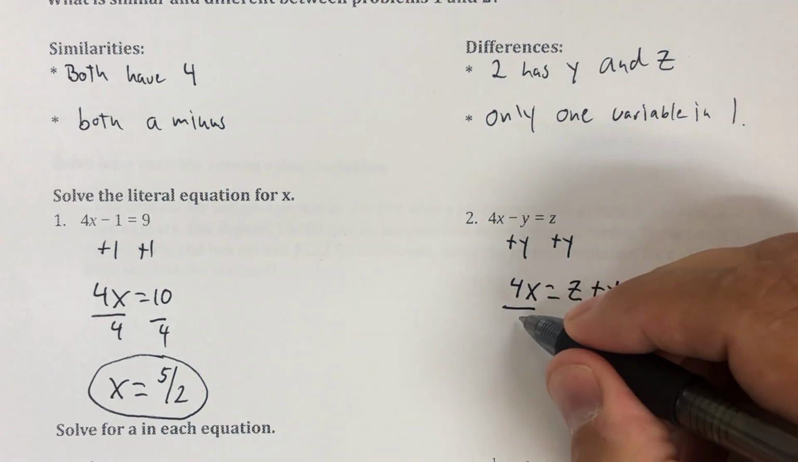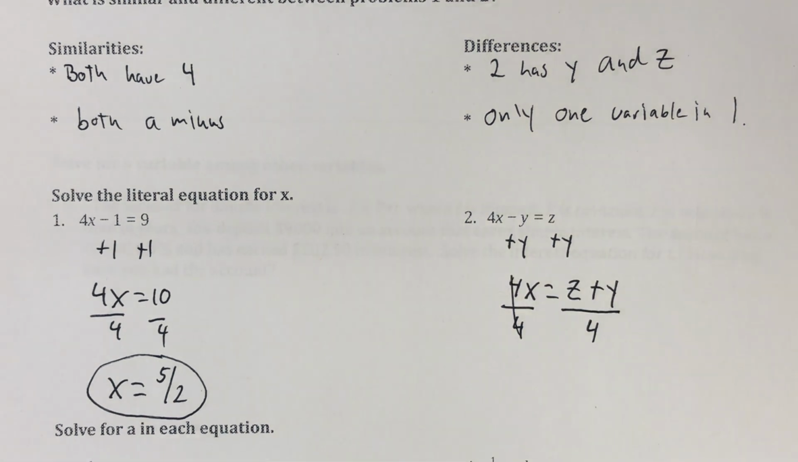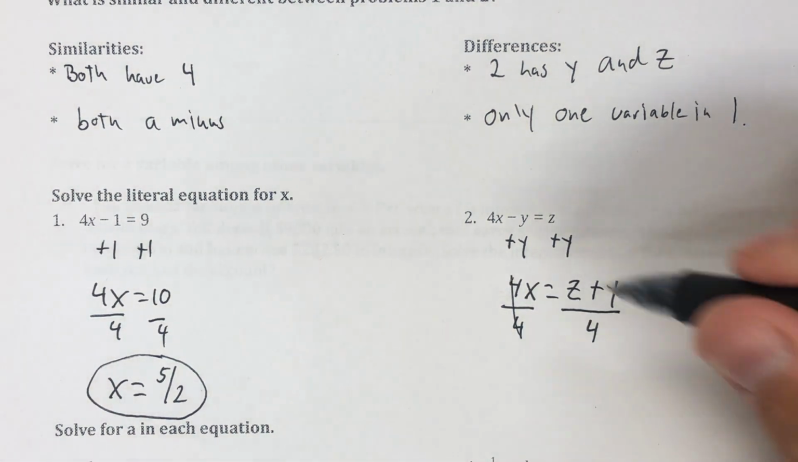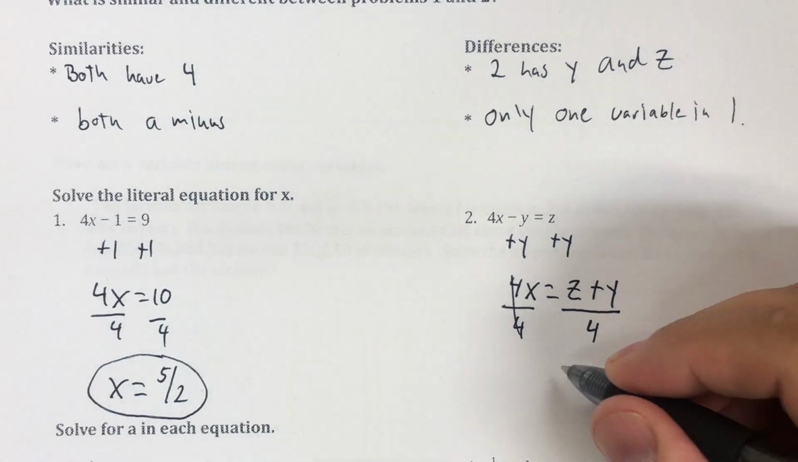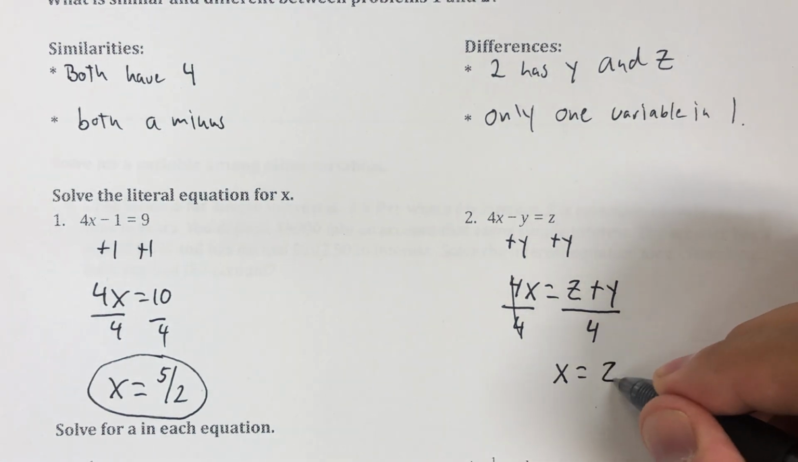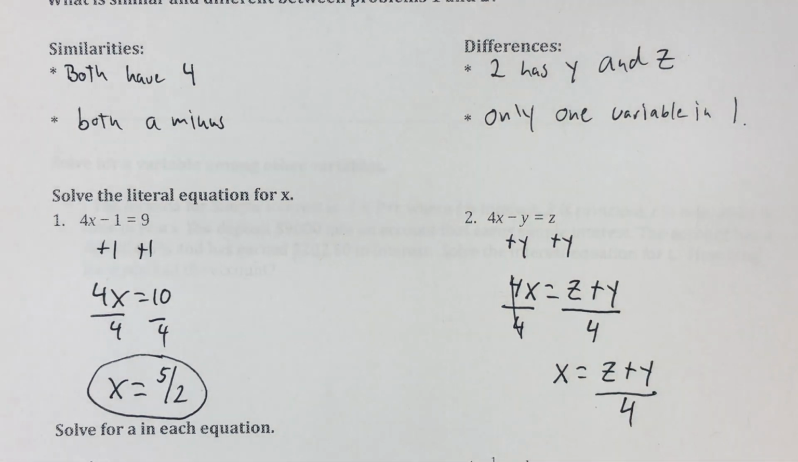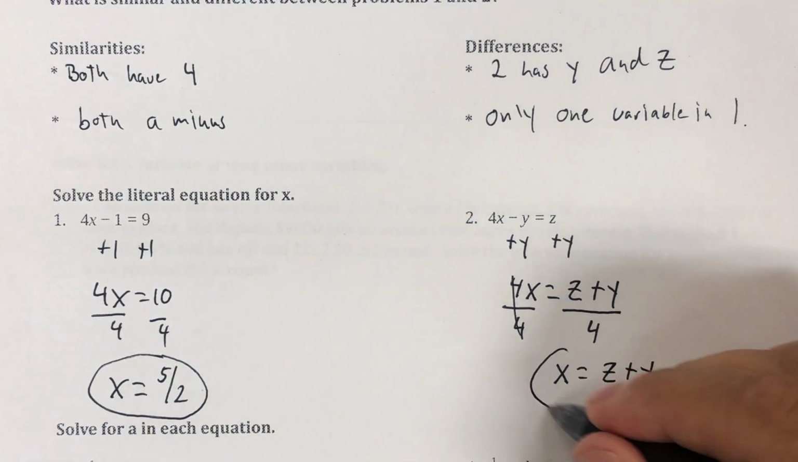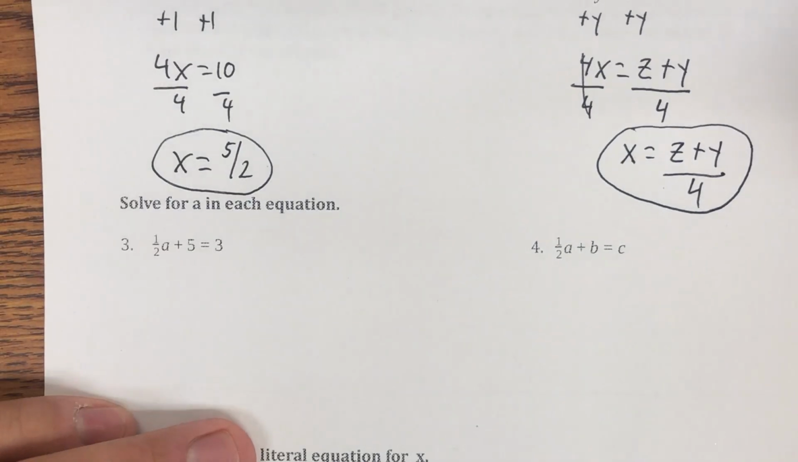Next step, divide both sides, the whole side, by 4. We're done. We isolated x. You could call it z over 4 plus y over 4, but I'm just going to leave it as one fraction. x is equal to z plus y, divided by 4. So we solved the literal equation for x. First problem complete. Next one, we're going to solve for a.